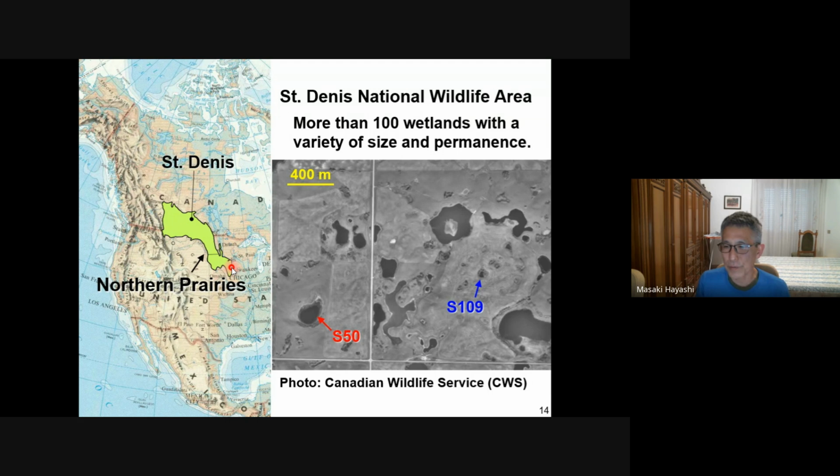In the next few slides, I'll show you an example of water levels in two wetlands. They have numbers. There are more than 100 wetlands in this experimental site. So S109 and S50. S109 is a relatively small wetland, and S50 is a relatively large wetland. They have different behaviors, as I show you in the next slides.